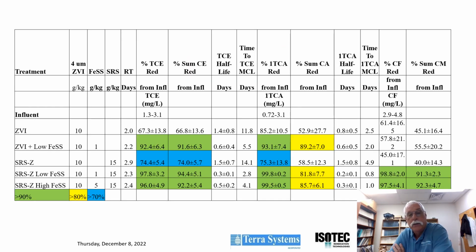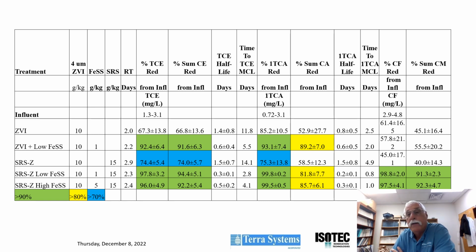Next slide shows reaction times and percent removal of the chlorinated ethanes and chlorinated methanes. The TCA half-lives range between 0.3 to 1.5 days, with between 2.8 and 14.1 days to reach the MCL of 0.005 milligrams per liter. The highest TCA removals were with the SRS Z, low ferrous sulfide, but we see more daughter products accumulated. The 1,1,1-TCA degradation half-lives were 0.2 to 1.5 days.